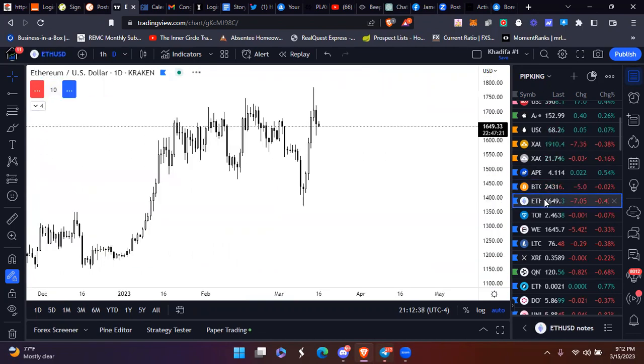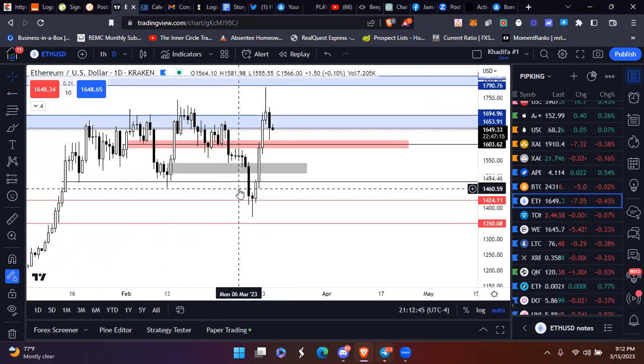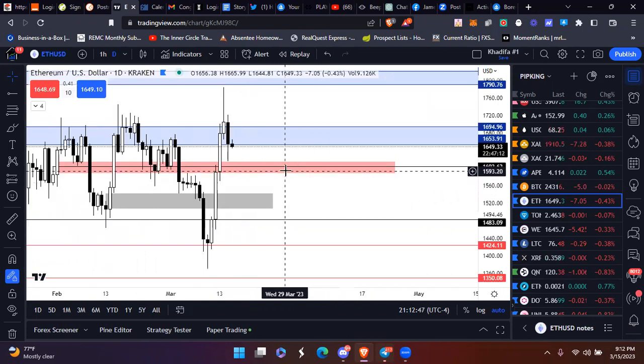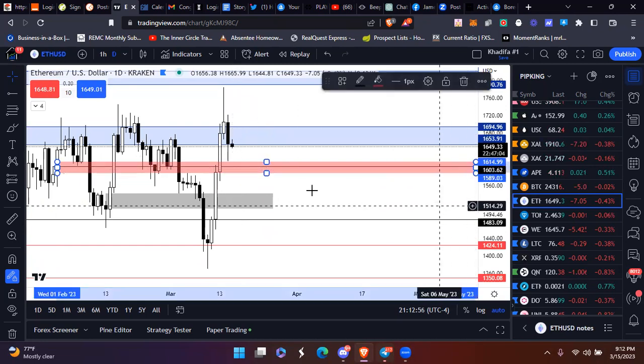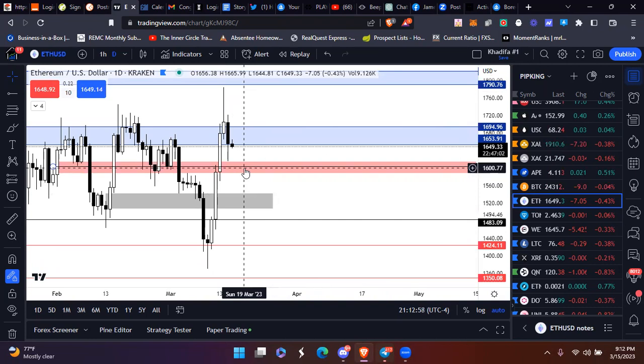Same thing with Ethereum. And it looks like we could be suiting up to push down to this level here, market structure.